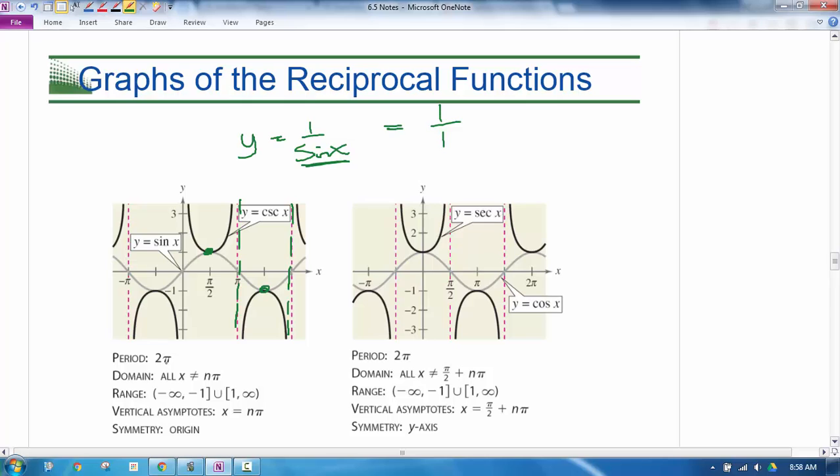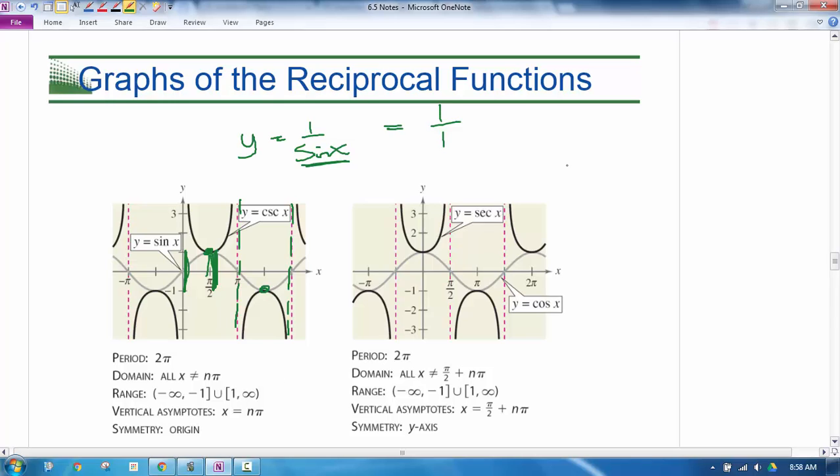The period is going to be 2 pi over b again, just like the regular sine. The domain's all real numbers except for where the bottom's 0, except for where the sine's 0. The range is going to be all real numbers except for these values in between -1 and 1 here. And then the vertical asymptotes, we talked about those where the sine is 0, multiples of pi. And it's symmetrical about the origin, so it's an odd function.